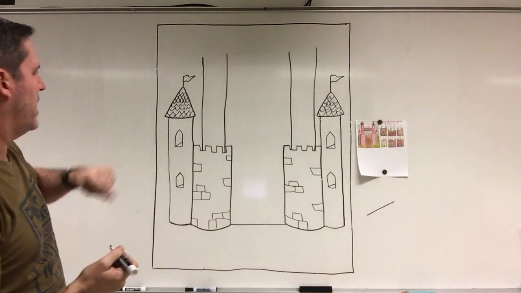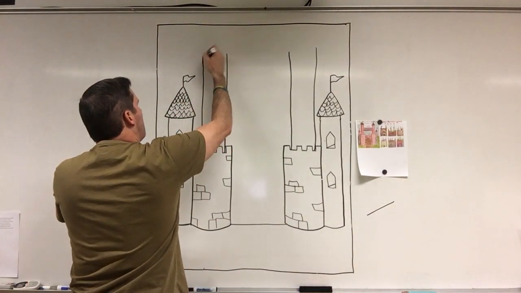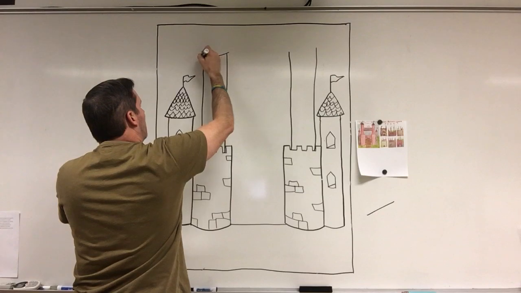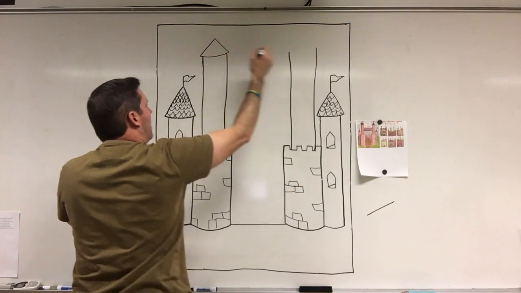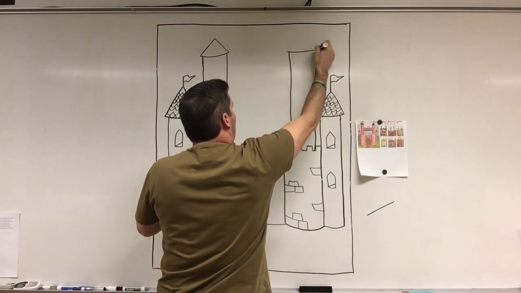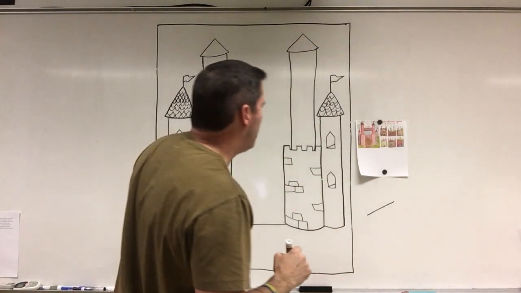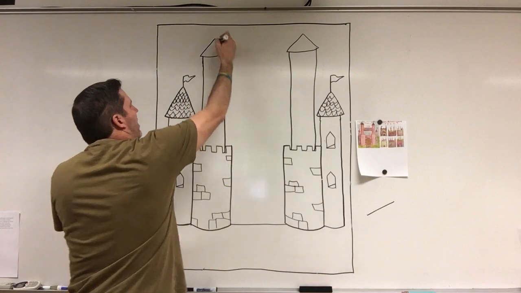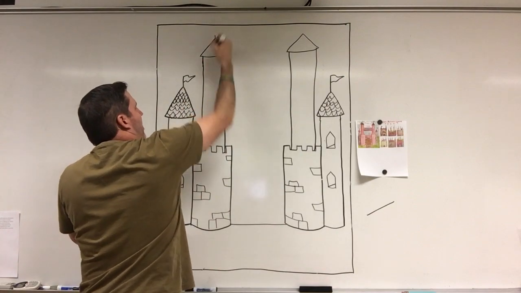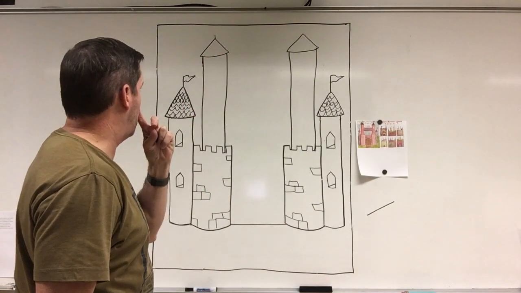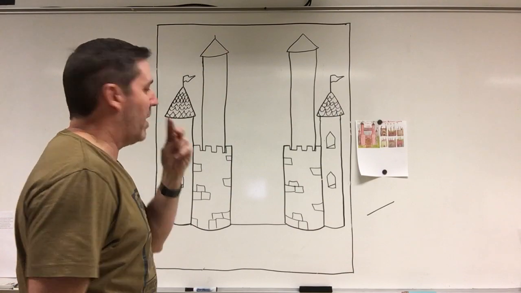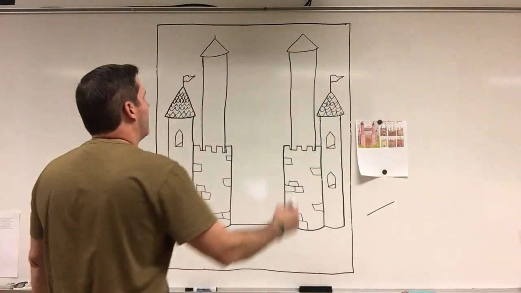And I'm going to draw some nice big pointy roofs. And this one too. And now these flags, I'm going to make these flags a little different. I don't have a lot of room. I think I made my towers a little bit too tall. So I'm not going to have much room for my flags.